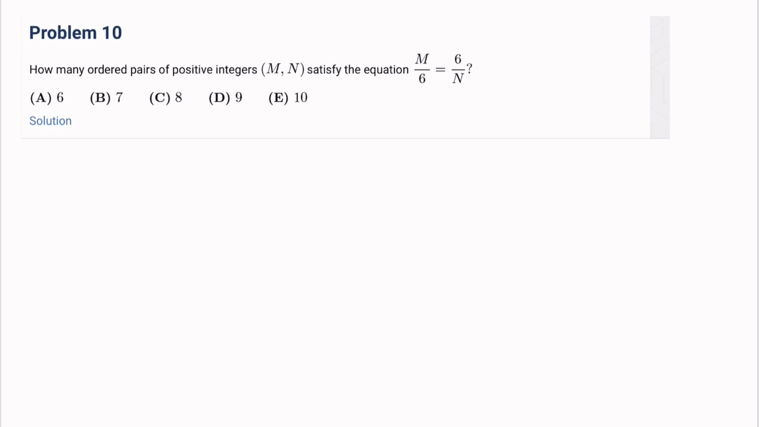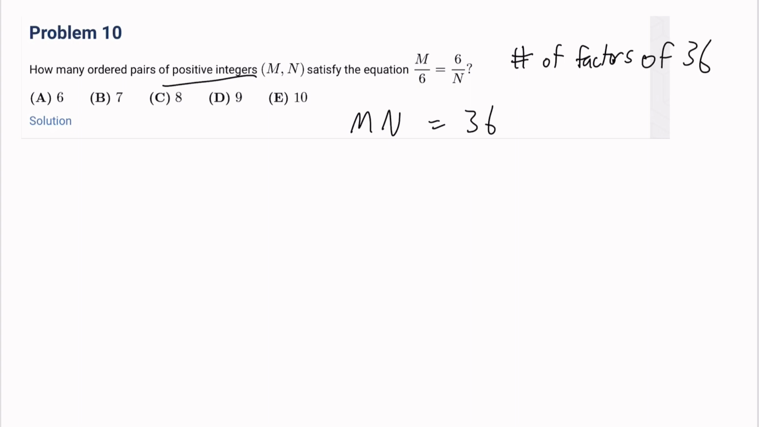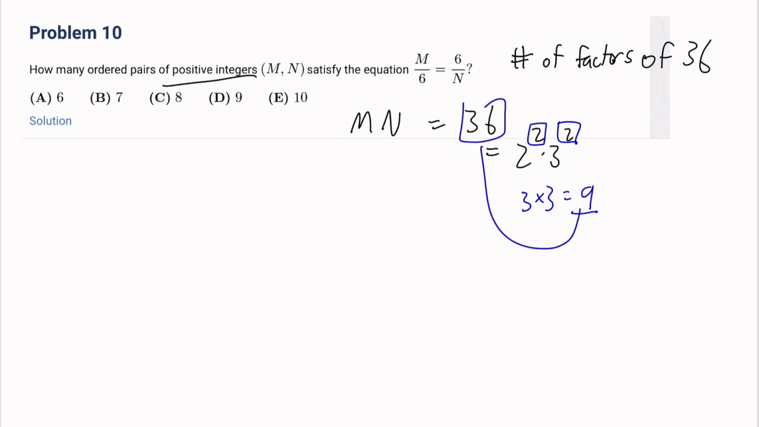m over 6 equals 6 over n, right? And so we can cross multiply right away. That gives us mn equals 36, and that is basically the only restriction we have, except that it's positive integers, right? And so what we need is the number of factors of 36, right? And so this 36 equals 2 squared times 3 squared, and so what we need to do is plus 1, and then multiply those. So it's 3 times 3 equals 9. So 36 has 9 factors. So the answer is D.